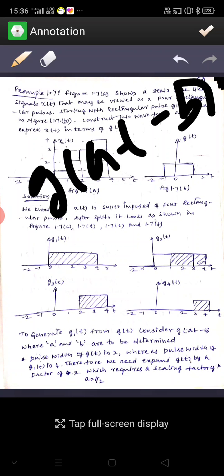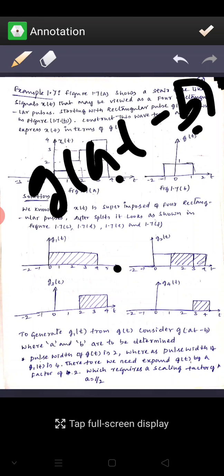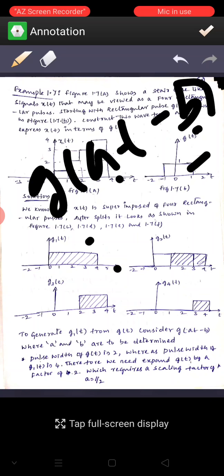While discussing operations performed on the time variable, we came across that the coefficient of t is the time scaling factor and b is the time shifting factor. First we have to determine the values of a as well as b. We will start with g1 of t and compare it with g of t.